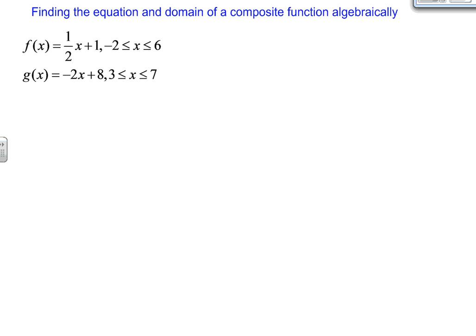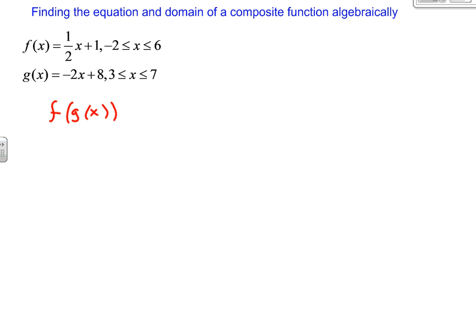So I've got these two functions, f of x and g of x, and I want to do a composition of these two functions. I'm going to use f of g of x, which remember is different from g of f of x, but this is the way we're doing it.